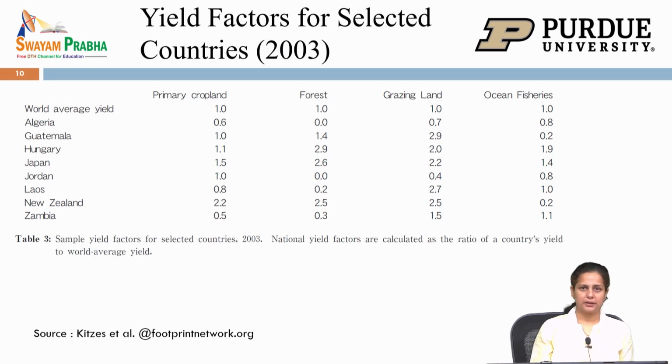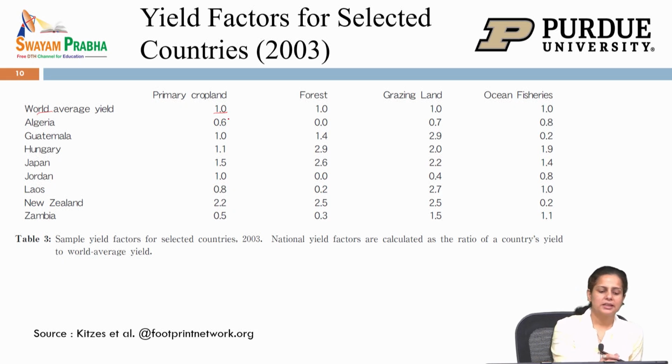Next is the yield factor. What the yield factor does is this: now we have the same kind of land in different regions, and since there is a difference in the productivity of each area, we will convert this into one region. So, for example, your world average yield for primary cropland is of course 1, because that is our normalization factor. But we can see that for different countries, your primary cropland has a different yield factor.